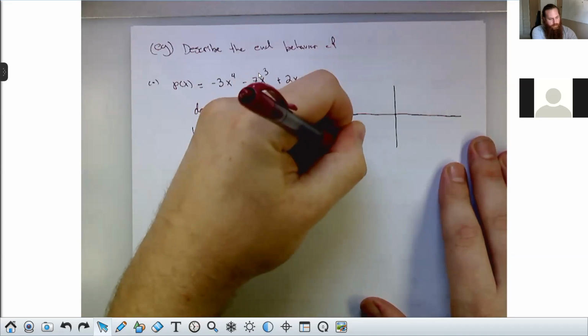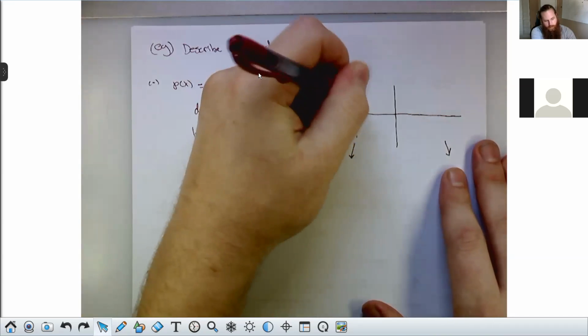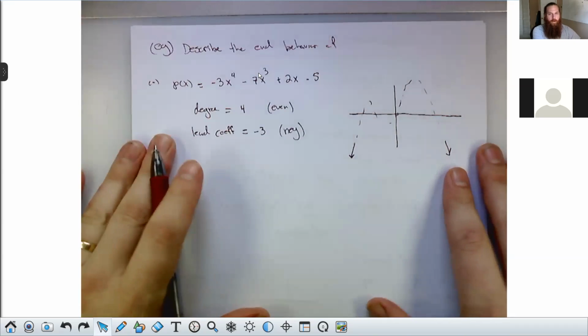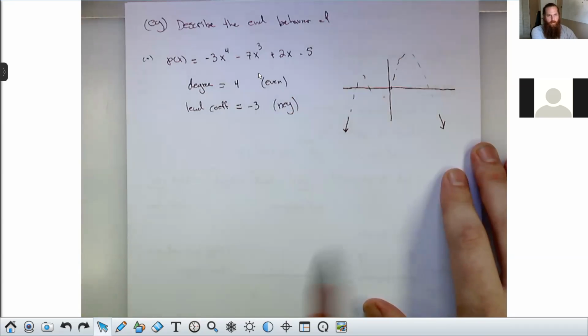Because the degree is even and the lead coefficient is negative, I know the picture. I don't have a clue what this thing does in between, it could be anything in here, but I know that on both sides, eventually the arrows will go down, just like negative x squared or negative x to the 4 would.